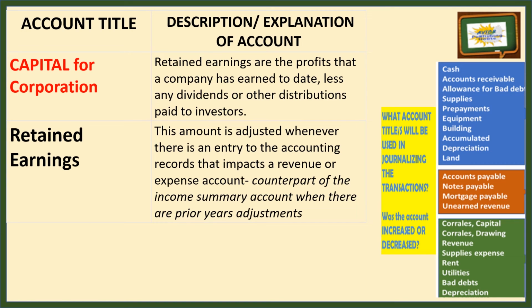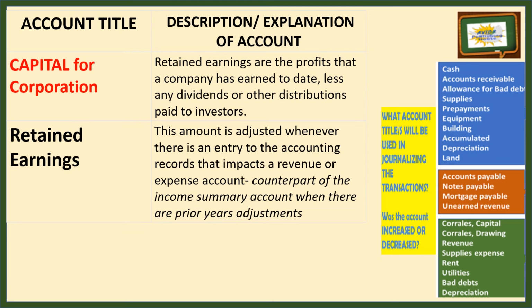So we have another account title for corporations, the capital account. We have the retained earnings. Retained earnings are the profits that a company has earned to date, less any dividends or other distributions paid to investors. This amount is adjusted whenever there is an entry to the accounting records that impacts a revenue or expense account. It is the counterpart of the income summary account when there are prior years' adjustments.